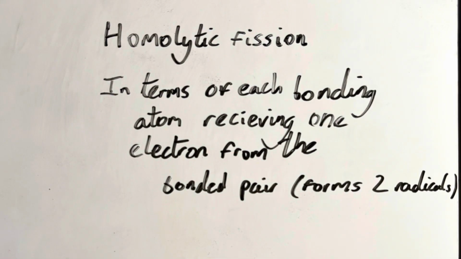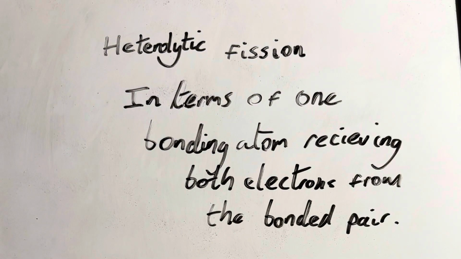So when you have a covalently bonded molecule and it starts to break down, you can either take one electron from the bonded pair and give it to one atom and then one to the other, which we call homolytic fission, or you can take both of them and give them to one of the atoms, which we call heterolytic. Now, homolytic fission creates 2 radicals.